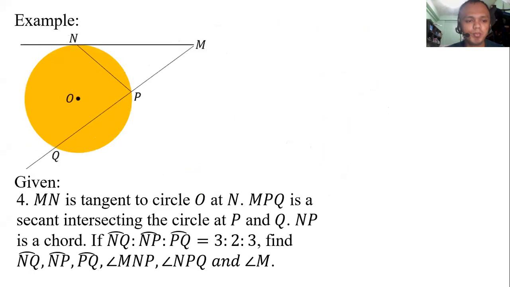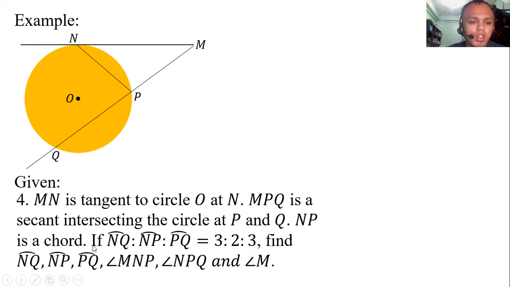Now, next. Punta naman tayo dito. Number 4, this time class, ay medyo may application ito. So here, the same figure. MN is tangent to circle O at N. NPQ is a secant intersecting the circle at P and Q. Now, NP here is a chord.